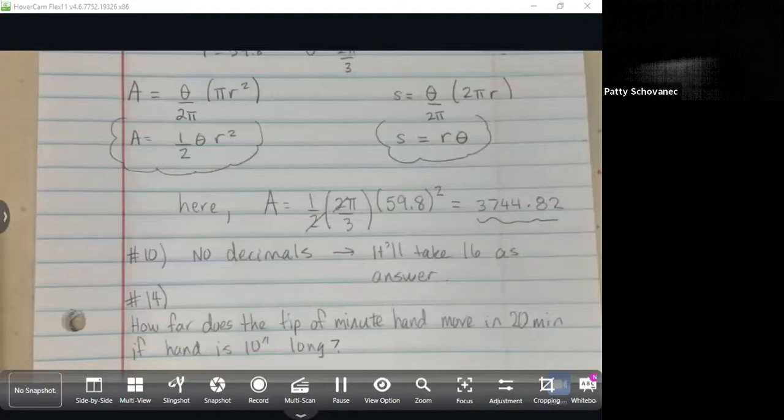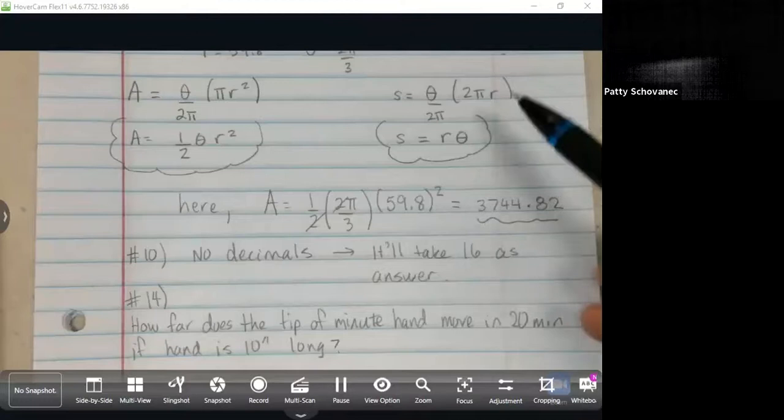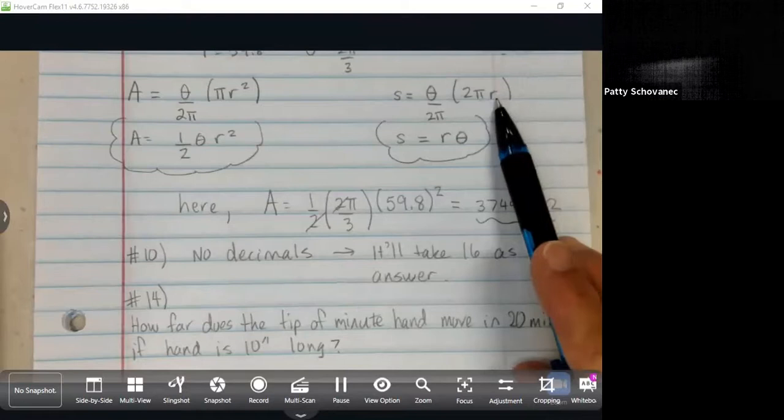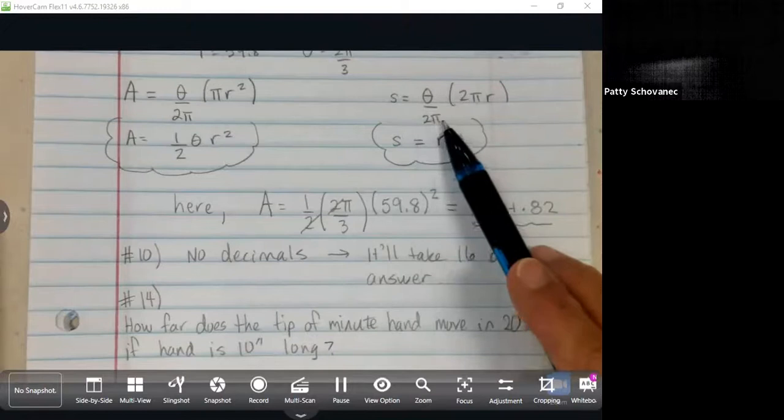Well, how many minutes are in the whole clock? 60. So it's 20 divided by 60, or 1/3 of the entire clock traveled by the minute hand. So if we have our 2 pi times 10 as the circumference, multiply that by 1/3, and that's the distance that it's traveled. The 2 pi times 10 is the circumference of this clock, and I'm using 20 minutes over the 60 minutes total.